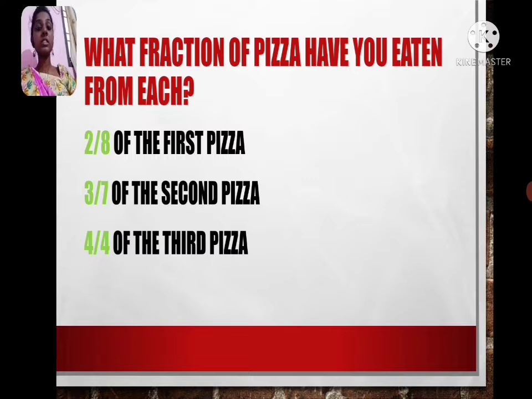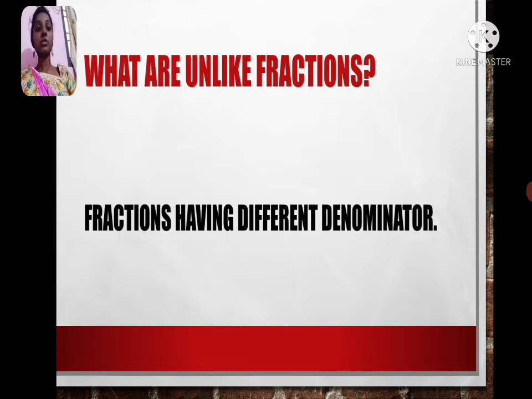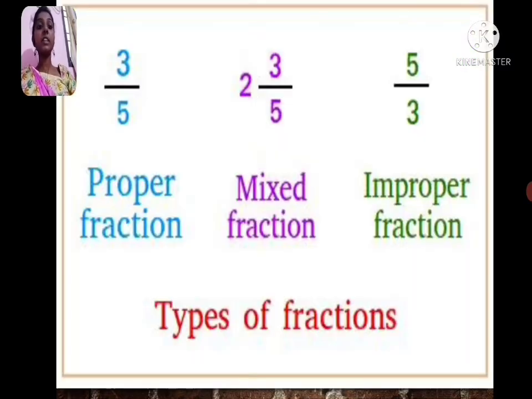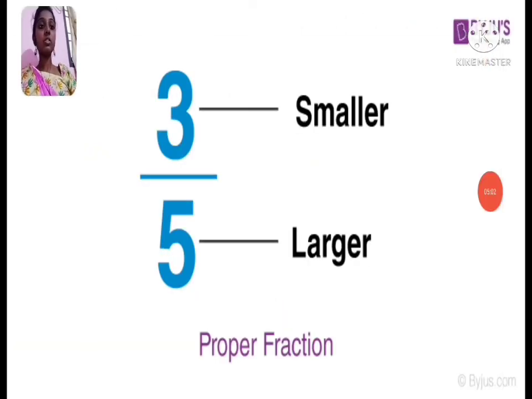Now what can you infer from these 3 fractions? All these 3 fractions have different denominators. So unlike fractions are nothing but fractions having different denominators. Now let us move on to knowing the different types of fractions. There are 3 different types of fractions, namely the proper fraction, the mixed fraction, and the improper fraction. Now, what are proper fractions? Can anyone guess?